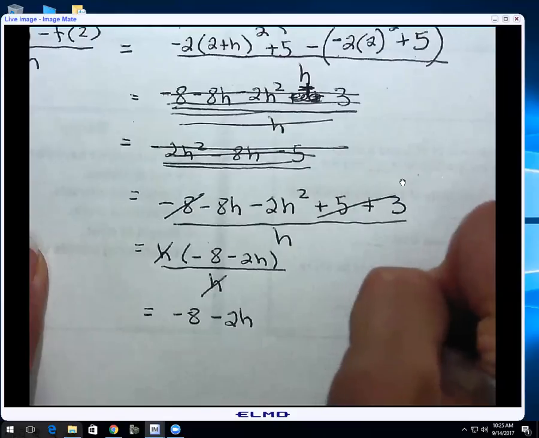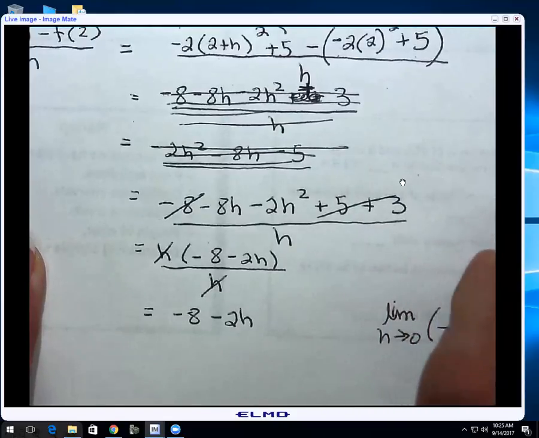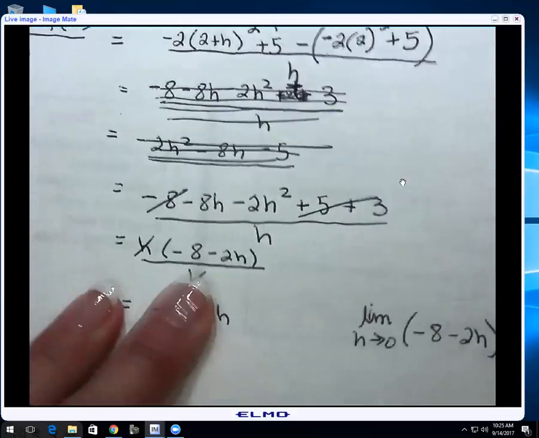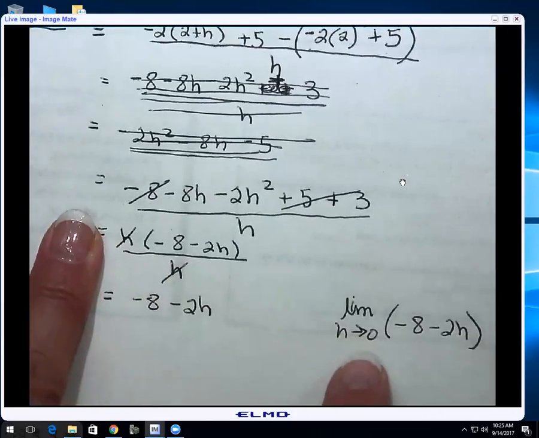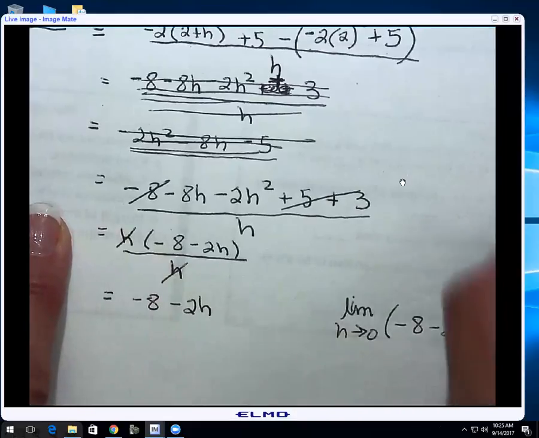If I say the limit as h goes to 0 of negative 8 minus 2h, that means if h gets so small that it practically disappears, what's the only thing that's left there?